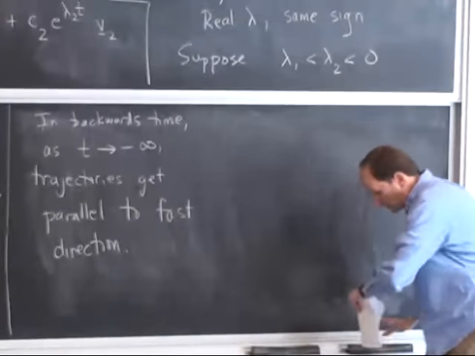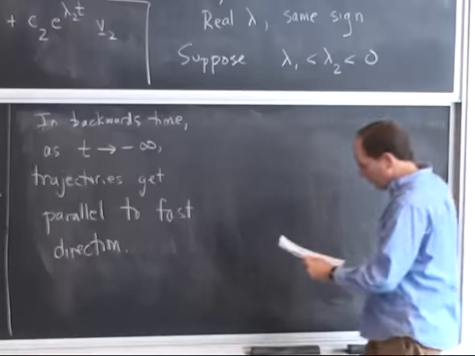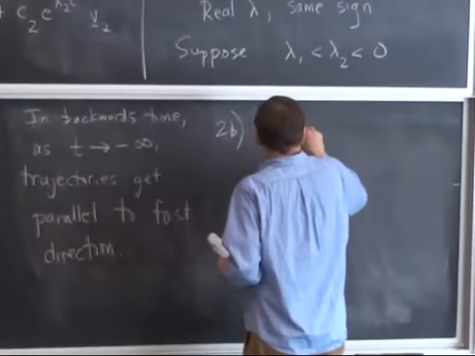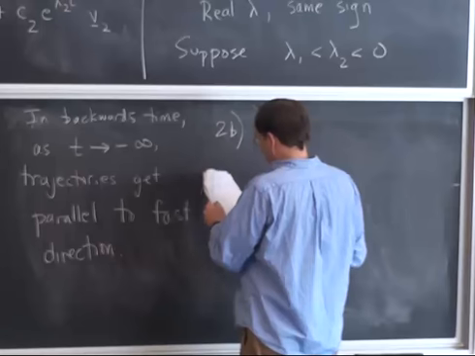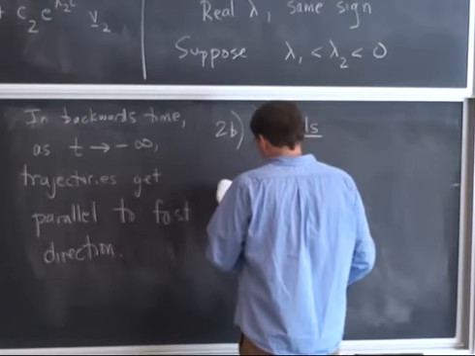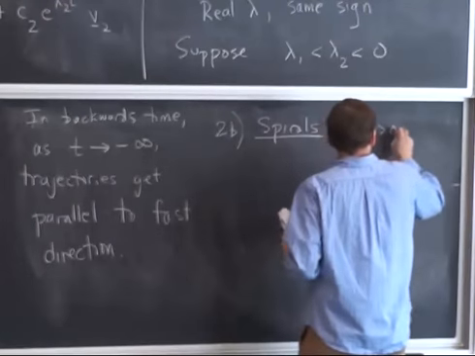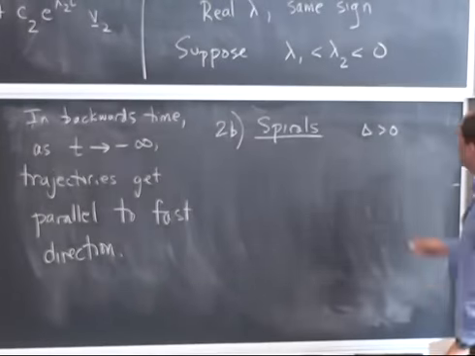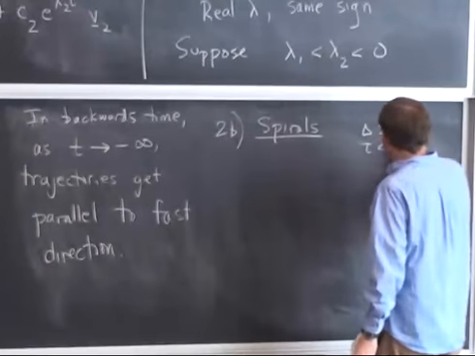All right, so that was case 2A. 2B. These are spirals. And they have positive delta, because that's what makes them case 2, and negative trace makes them attracting.